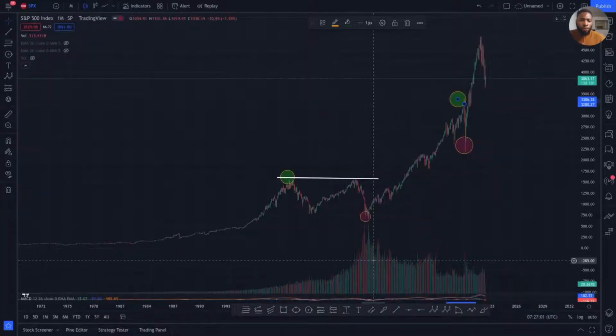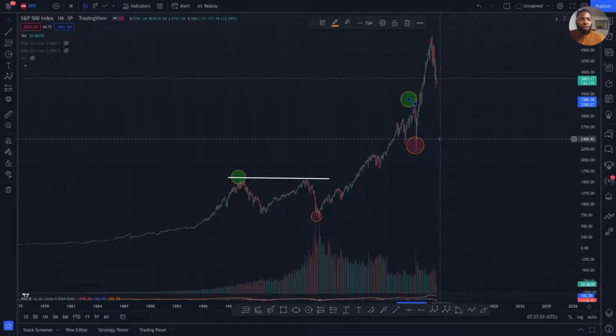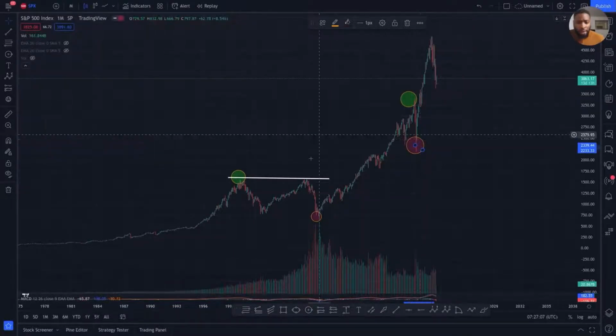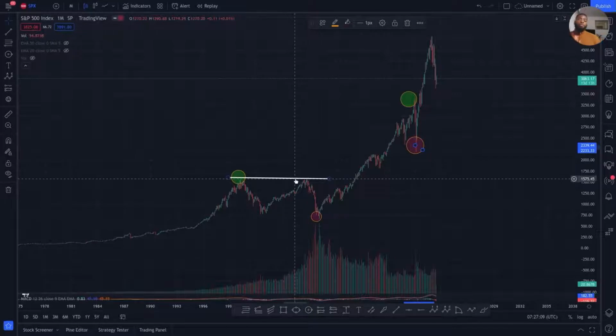Always get direction when given the market. Get the direction of the market. Where is the market going? Is it making higher highs or higher lows? The next step is, how can we fit the Elliott Wave into this?